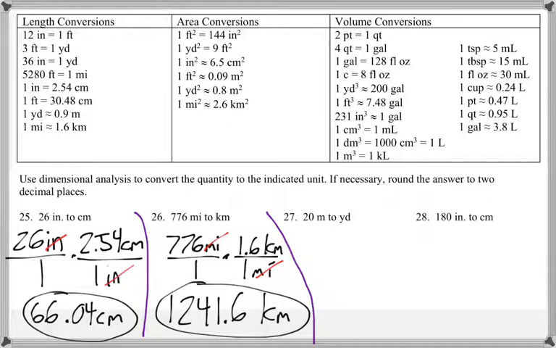On question 27, we're converting 20 meters to yards. So my conversion is 1 yard is equal to 0.9 meters. Or I should say it's approximately 0.9 meters. So you'll see here that some of our conversions have equal signs and some of them have approximate signs. So the equal signs, those are exact. The approximate ones are approximate.